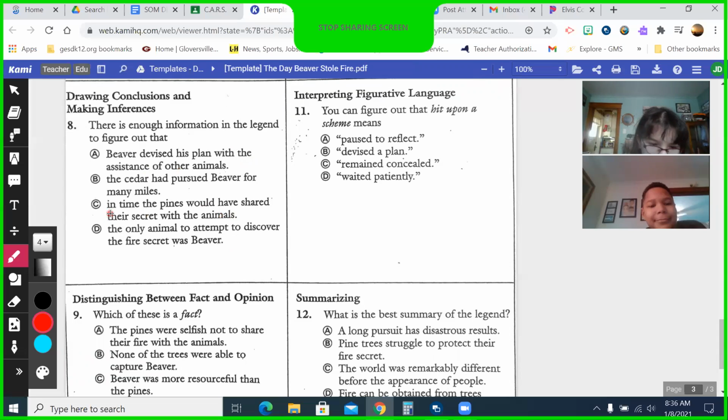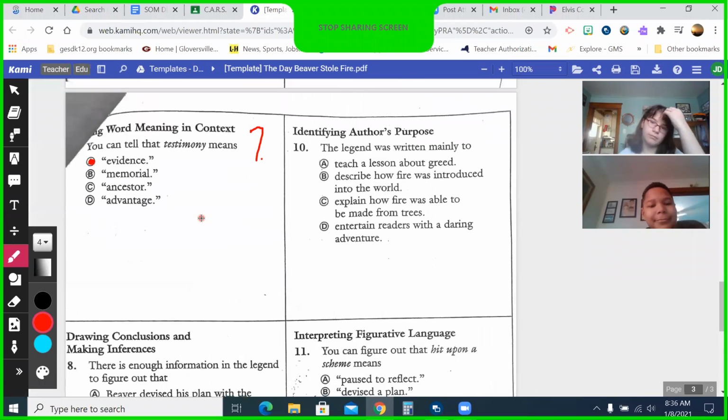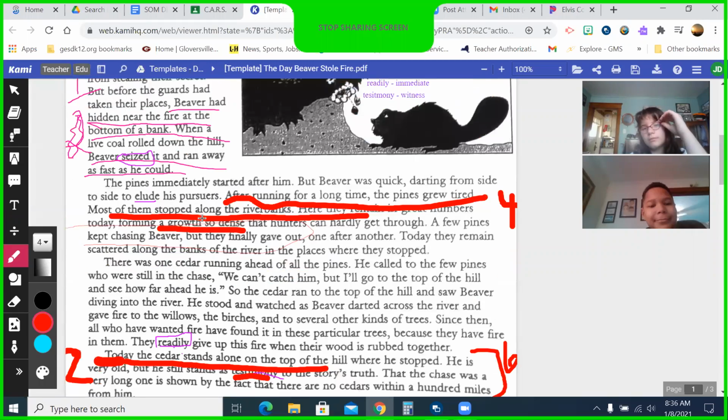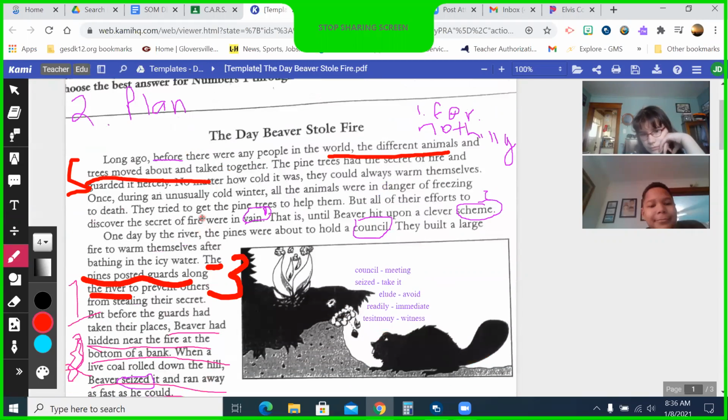I don't know if it was right, but the last one that says the only animals to attempt the fire secret was Beaver, because it was true. Okay, I'm sorry, I misunderstood what you said at first. So you said you picked, I think, D, the only animal to attempt to discover the fire secret was Beaver. Is that true? No. You got to go according to the story.